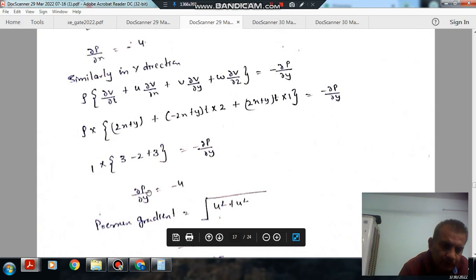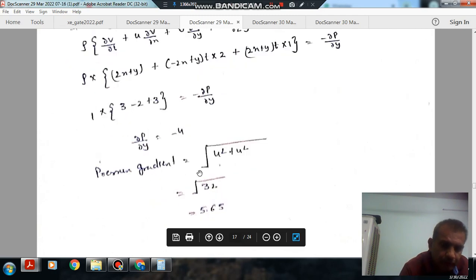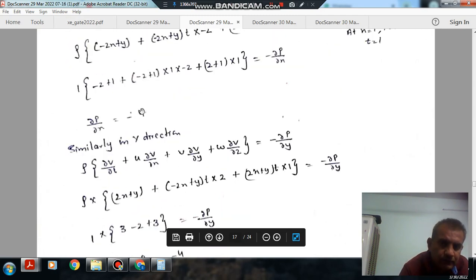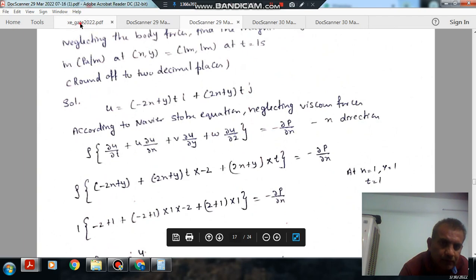So the pressure gradient magnitude is the square root of (∂p/∂x)² plus (∂p/∂y)², so 4² plus 4², the square root of 32, which is 5.65. Okay, so the answer is 5.65.